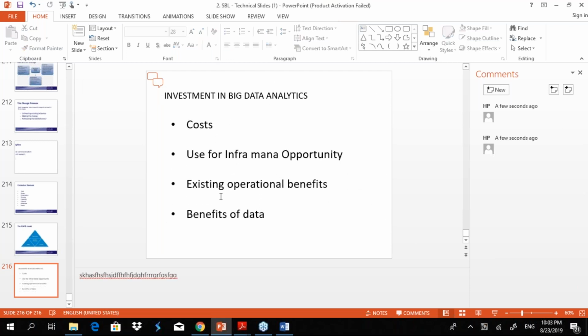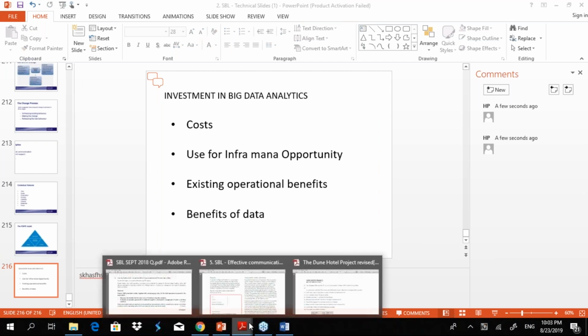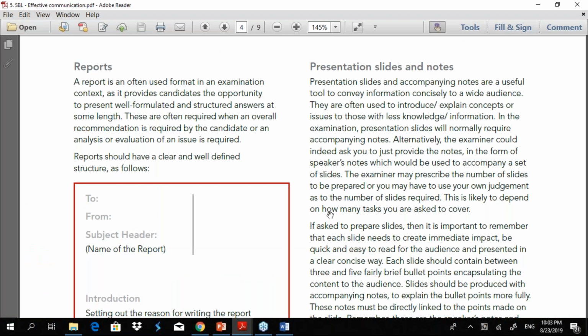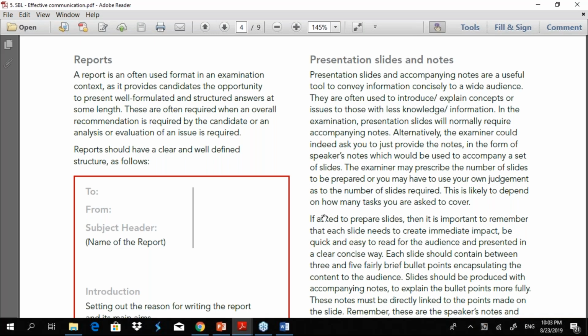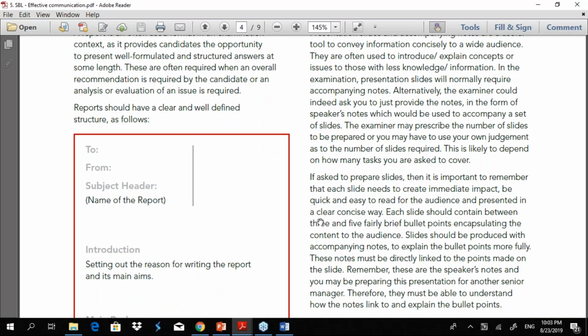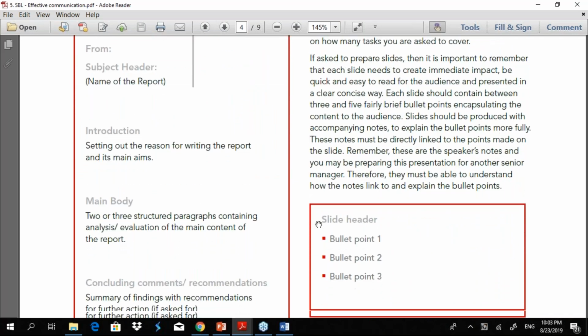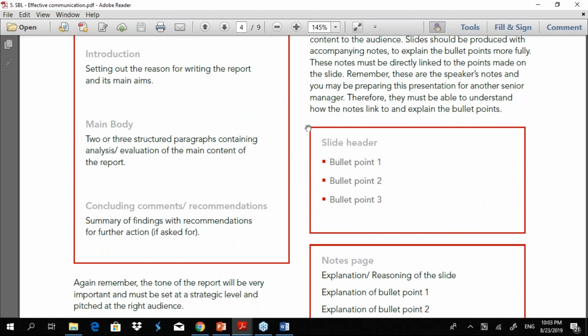And remember that don't go and write paragraphs inside a slide. So in the exam, make sure to put a box to show that what you are doing is a slide. That's basically the format there.